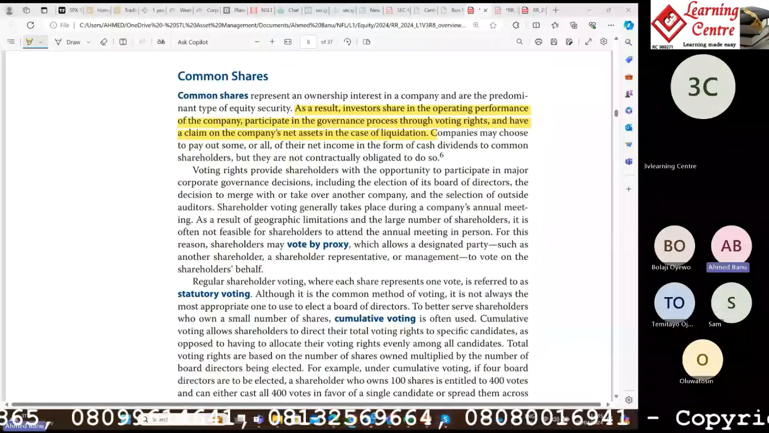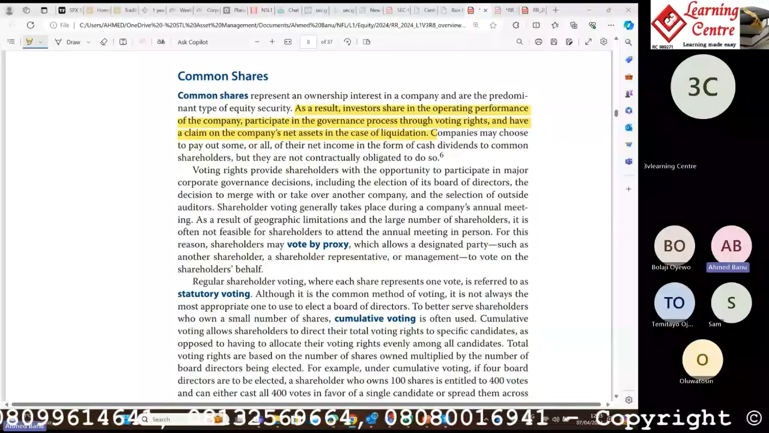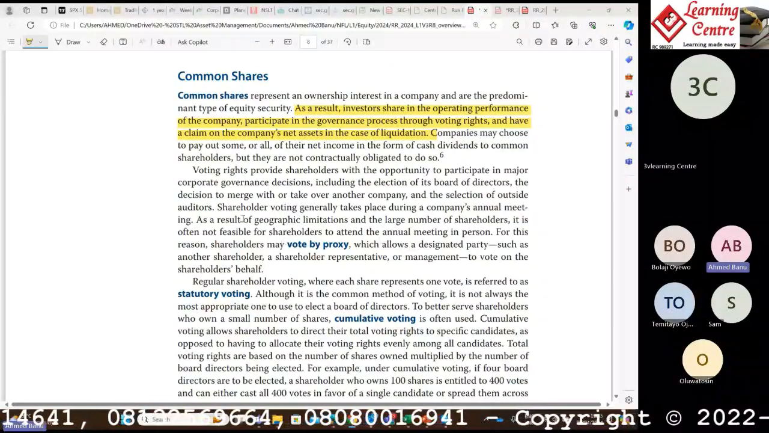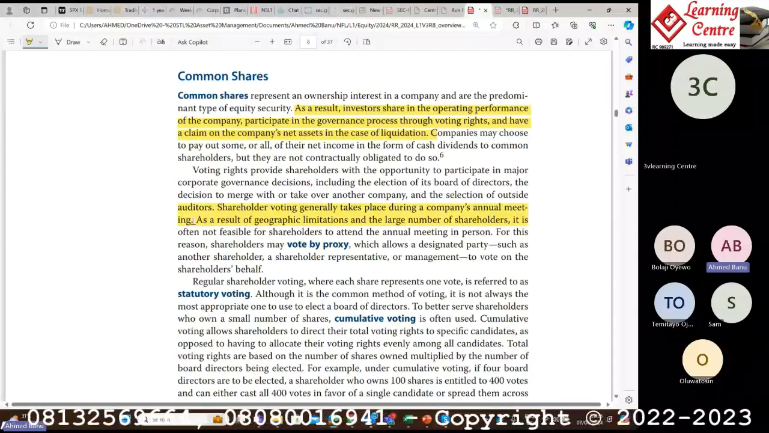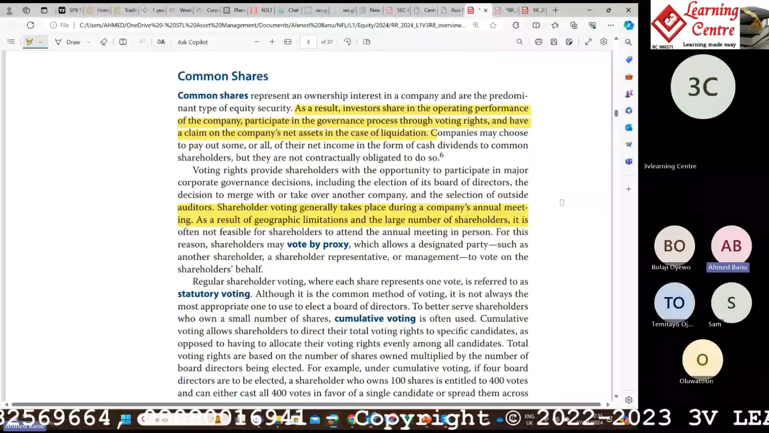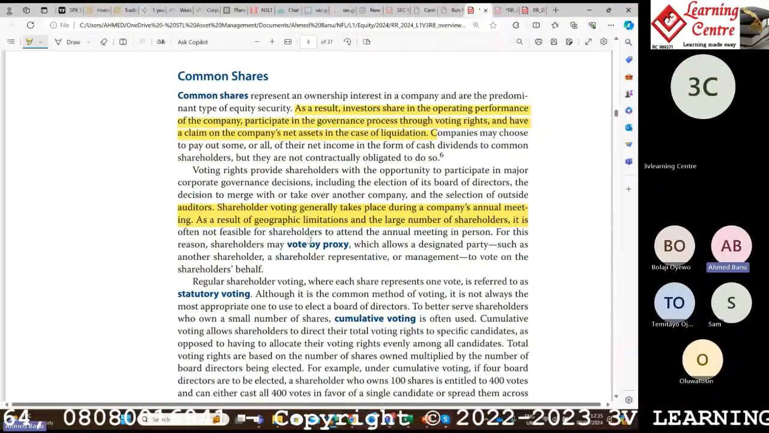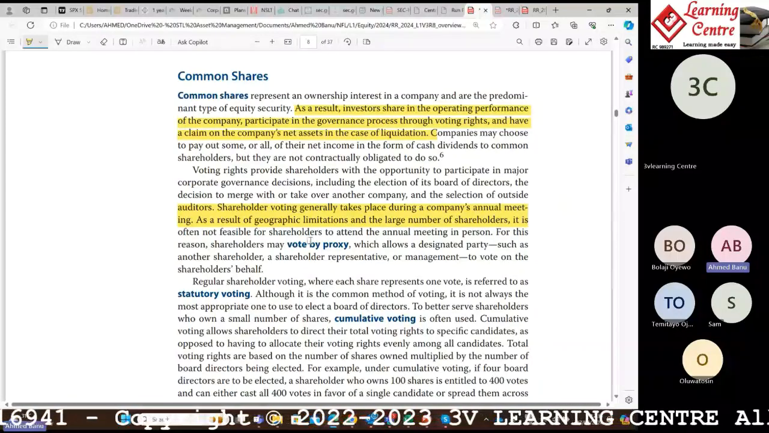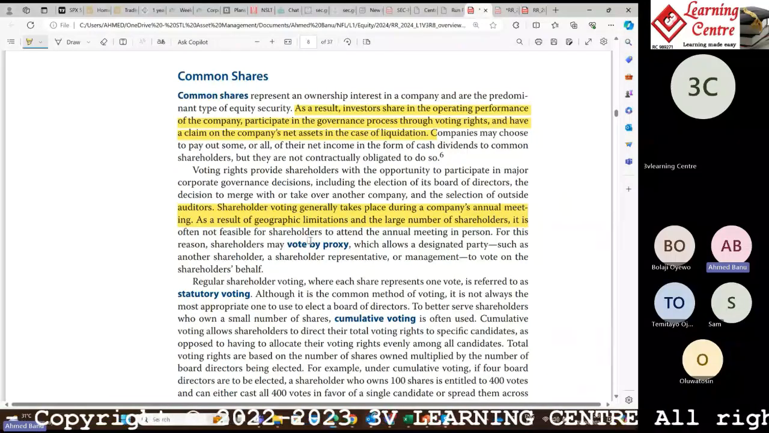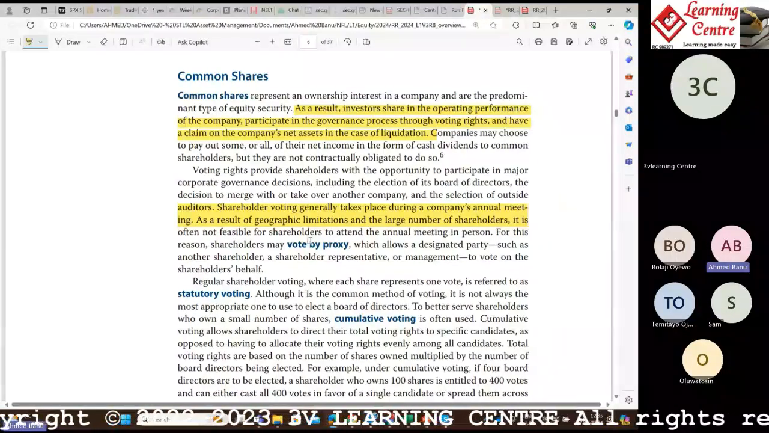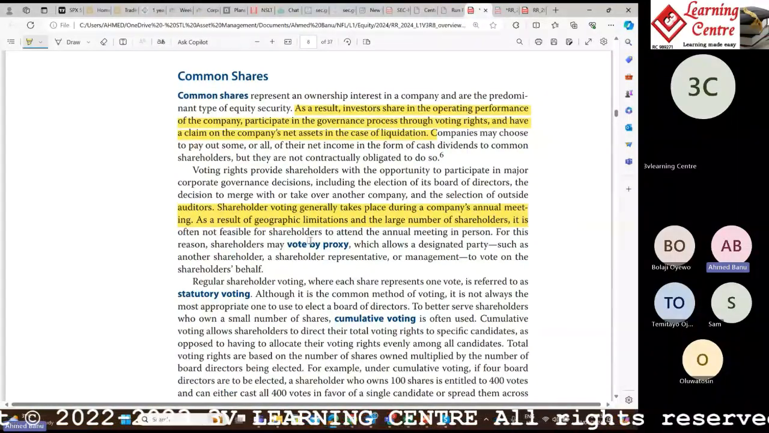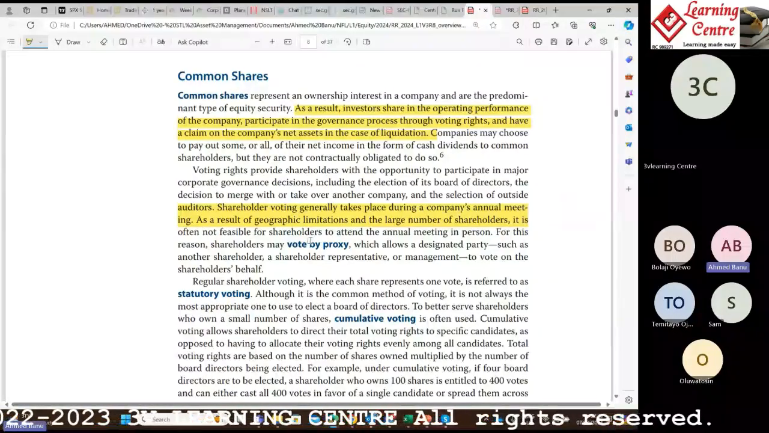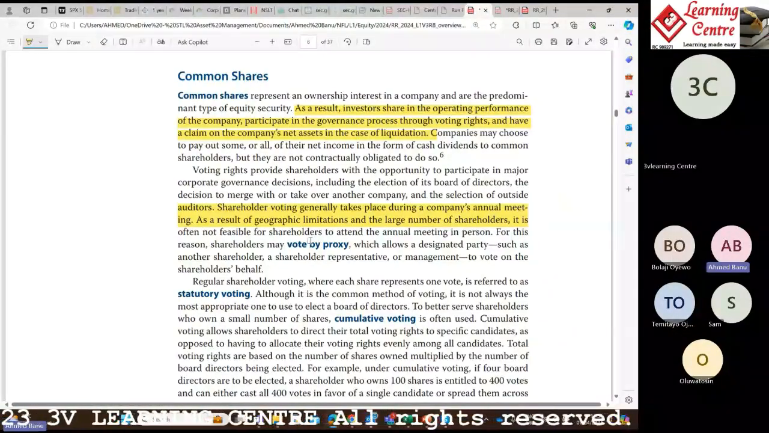So, which is what I just said, shareholder voting generally takes place at the annual general meeting. As a result of geographic limitations and the large number of shareholders, it is often not feasible for shareholders to attend the annual general meeting in person. So for this reason, we have what we call proxy.